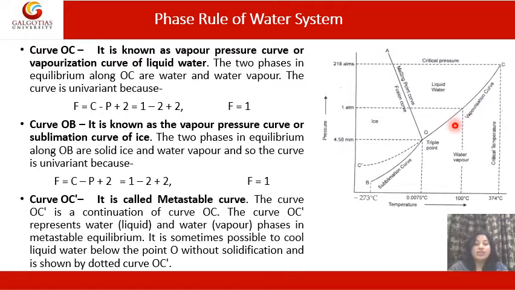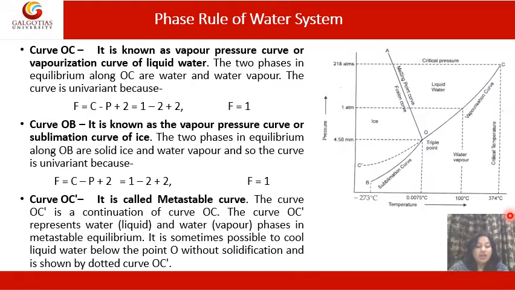Last curve, that is the curve OC dash. The dotted curve OC dash is a continuation of the OC curve, and represents the vapor pressure of supercooled water. With due care, it is possible to cool water or any liquid below its freezing point without separation of ice, and the water is then said to be supercooled.